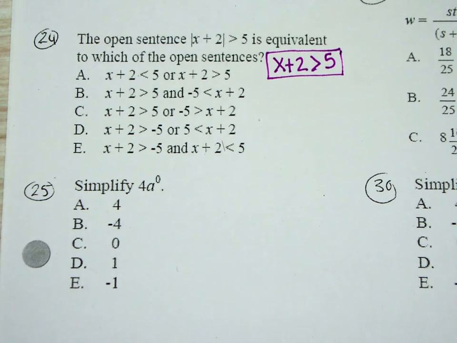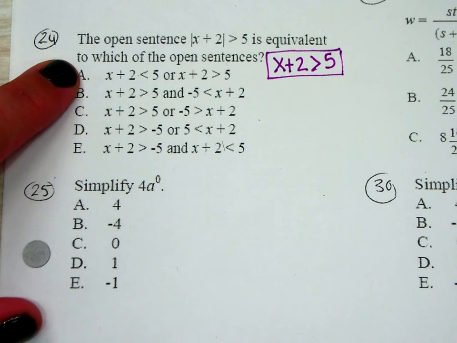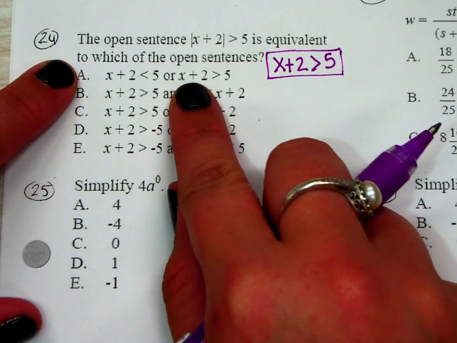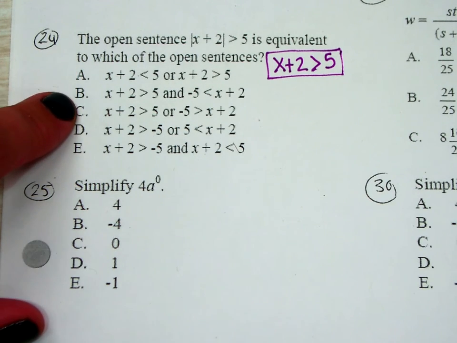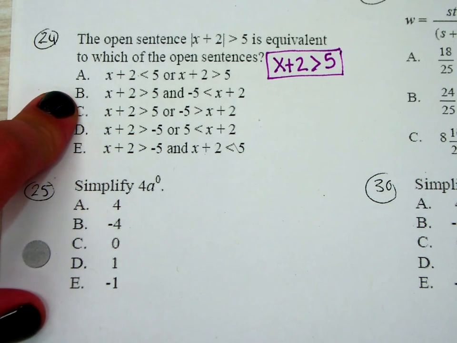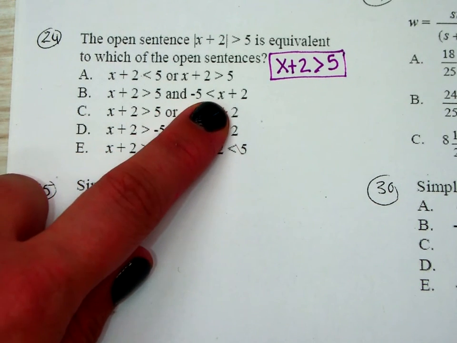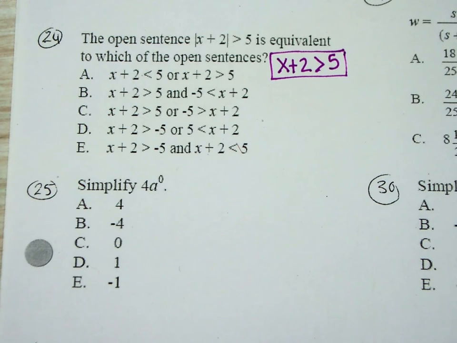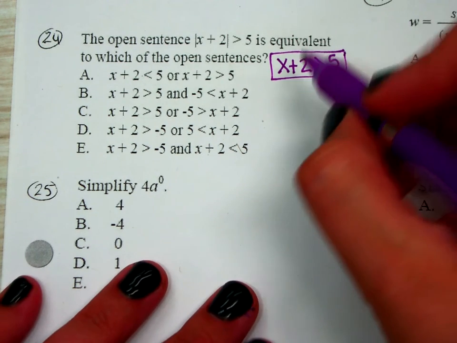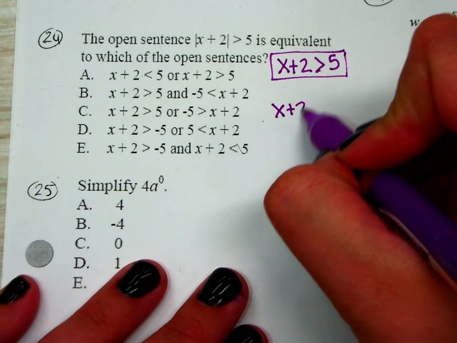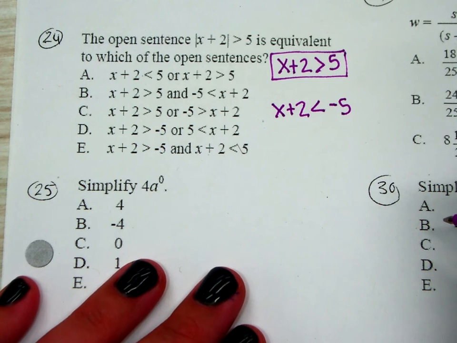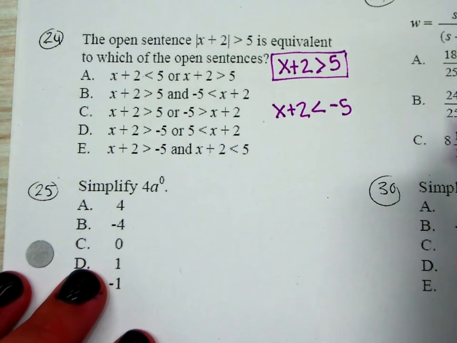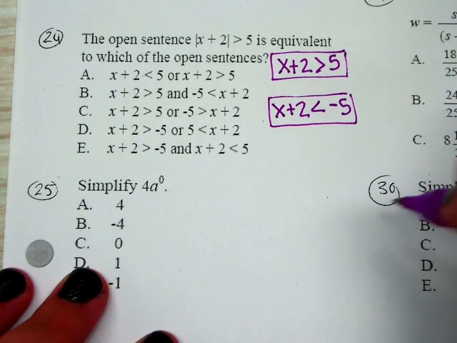Looking at my answer choices, option A says x plus 2 is less than 5. But over here, it has x plus 2 is greater than 5. Okay. Then we've got x plus 2 is greater than 5, and negative 5 is less than x plus 2. So notice what's happening here. We have ands and we have ors. Okay. So let's go ahead and set up the next problem. x plus 2 is less than negative 5. Okay, x plus 2 is less than negative 5.